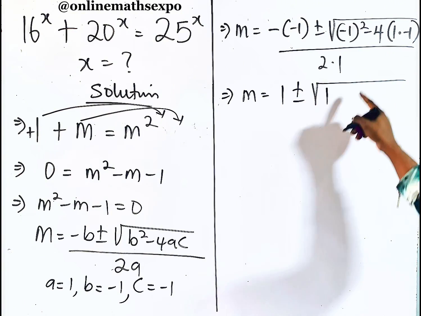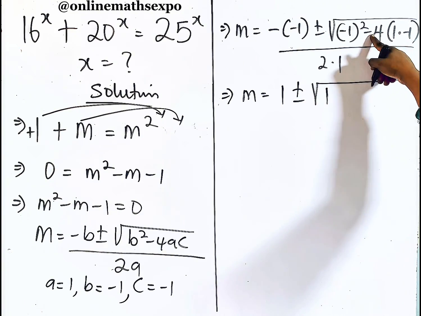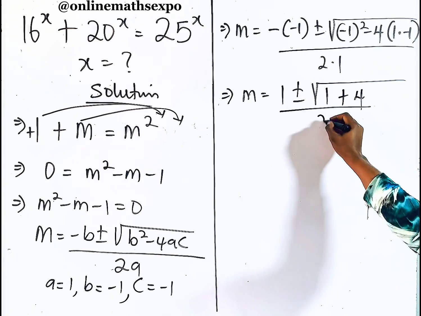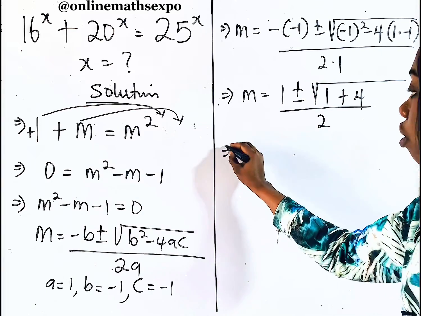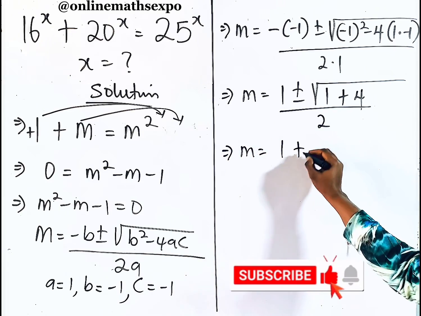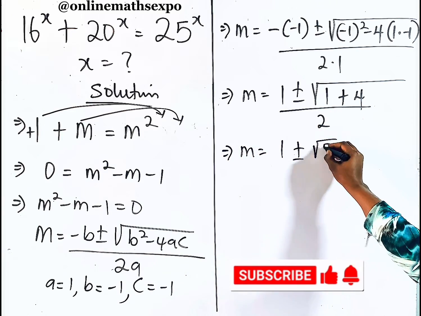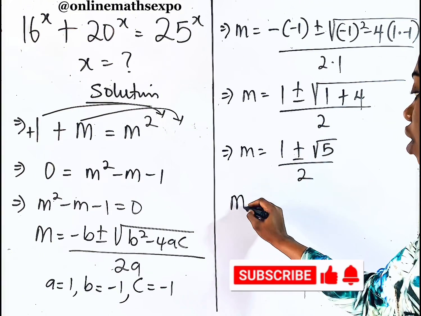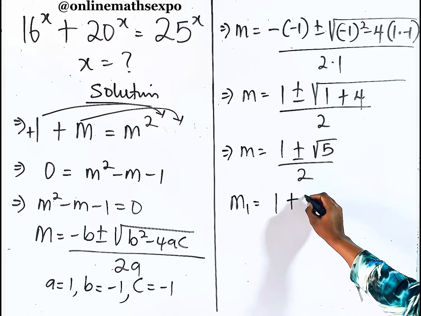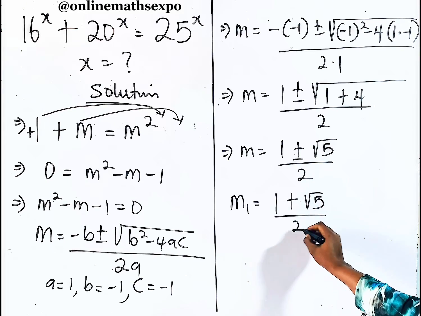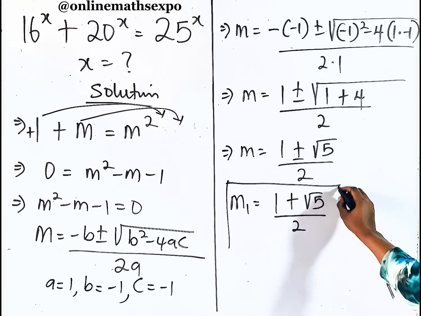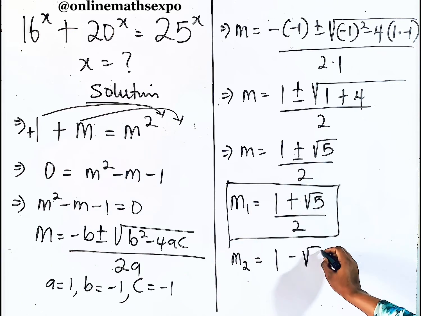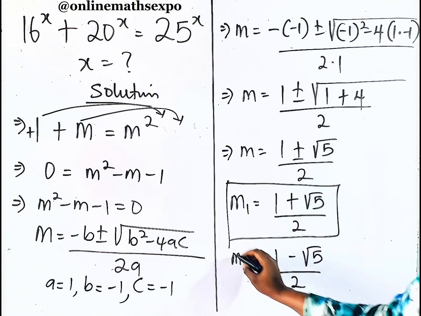is positive 1. Then multiply this. This multiplies this, gives us positive 4. Is divided by this, gives us 2. So keep solving. m is equal to 1 plus or minus, this gives us root 5, divided by 2. Now this means that the first value of m is 1 plus root 5 divided by 2, and then the second value of m is 1 minus root 5 divided by 2.